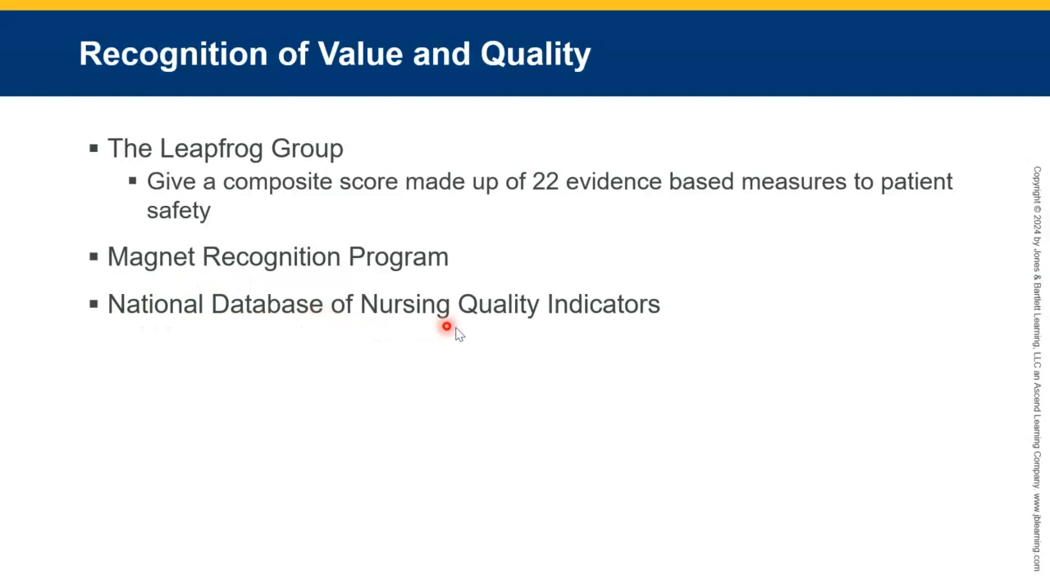The National Database of Nursing Quality Indicators was developed to demonstrate how nursing care promotes quality and patient safety. Again, there are data that include hospital-acquired infections, hospital-acquired pressure ulcers, falls, those types of things, and how nursing care promotes quality. So nursing quality indicators and patient safety.